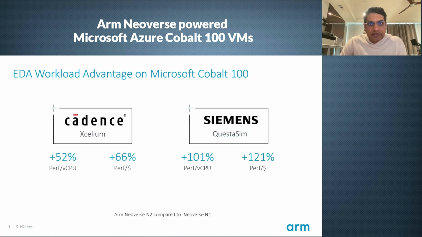This is true across different segments, and one of the compute intense segments that you could find today is running your simulation workloads within the EDA space. Arm is an early adopter of Cobalt 100, and we leverage this in production, running front-end simulation tools such as Cadence Xcelium and Siemens Questa-Sim on Cobalt 100, and these are the performance benefits you see both for perf per vCPU and perf per dollar of running these front-end simulation workloads.